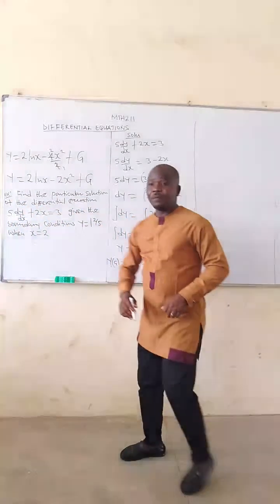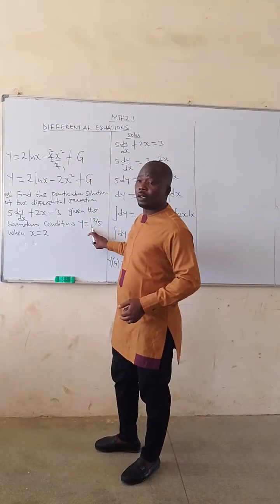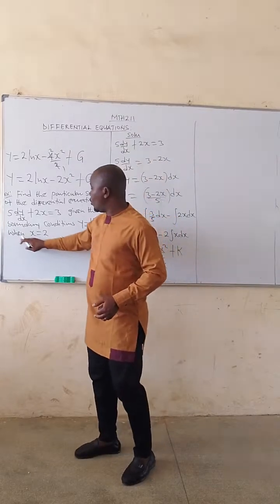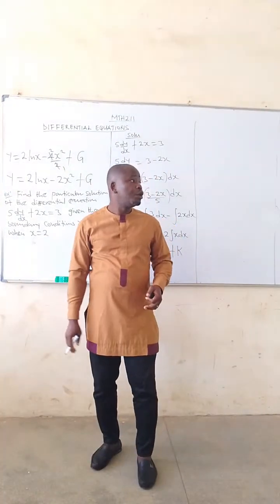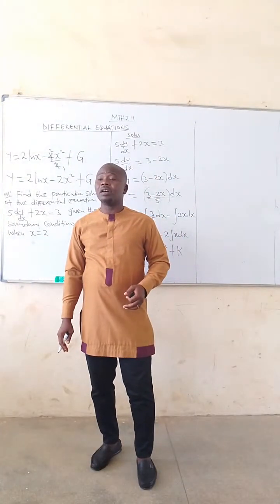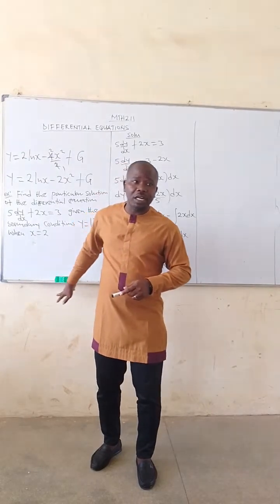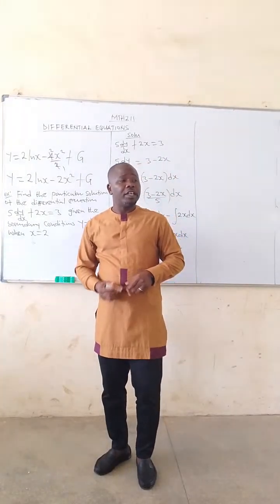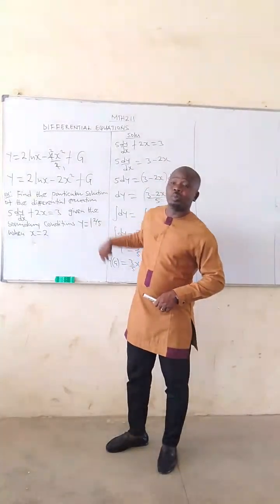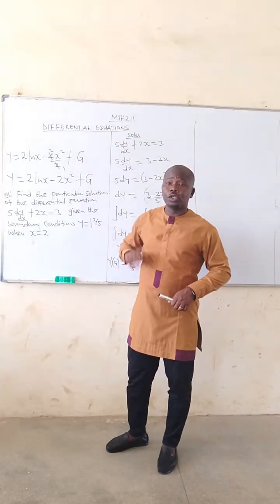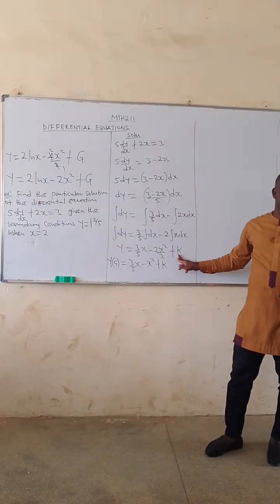So now we have the boundary condition, that y equals to 1 over 5 when x equals to 2. So they said we should find a particular solution. So how can we find a particular solution? We have gotten our general solution. So from the general solution, using the boundary condition, we obtain our particular solution. It means we are going to eliminate this constant.